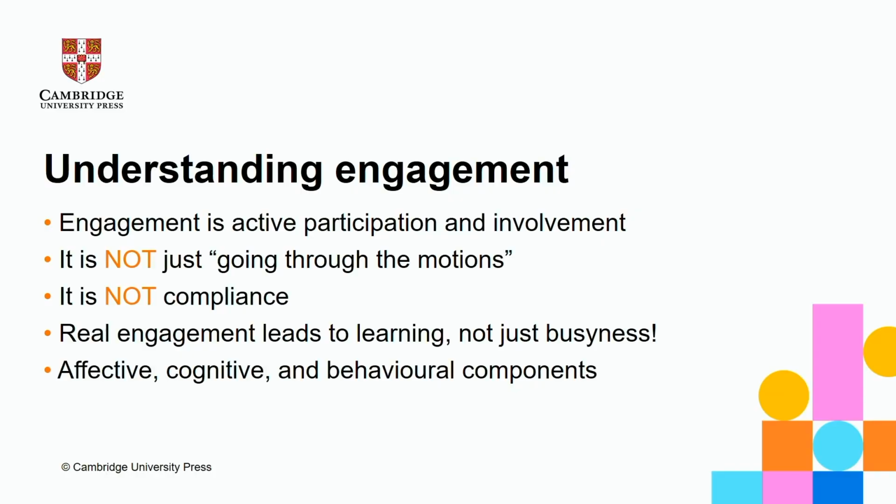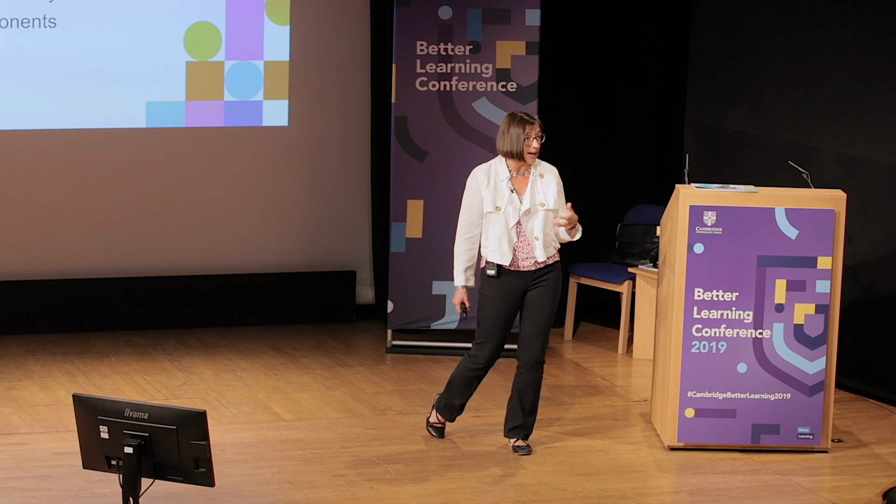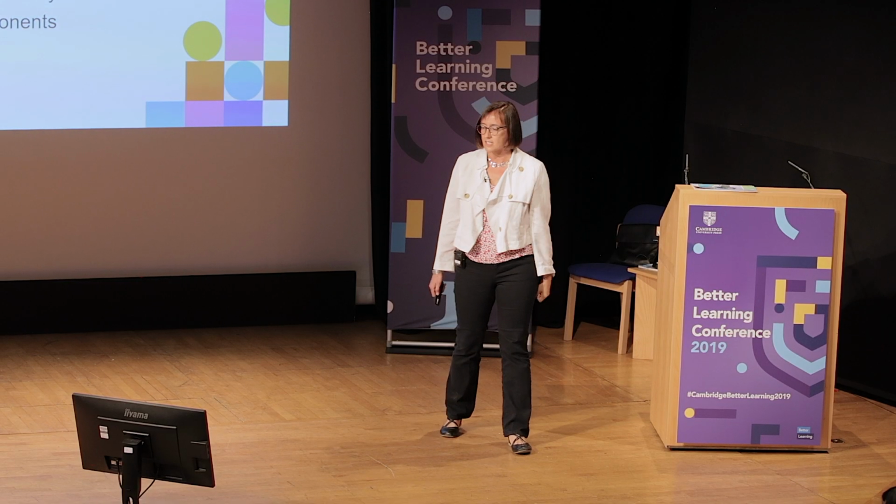And there are 3 kind of components, 3 levels, if you like, on which you want to get the learners engaged. Affective, you want to get them emotionally hooked into learning. Cognitive, this is the wonderful talk we've just had. You've got to get them thinking, you've got to get them mentally engaged with what they're doing. And behaviorally, they've got to be doing it. They've got to be actively working on it, doing it, engaged in it.